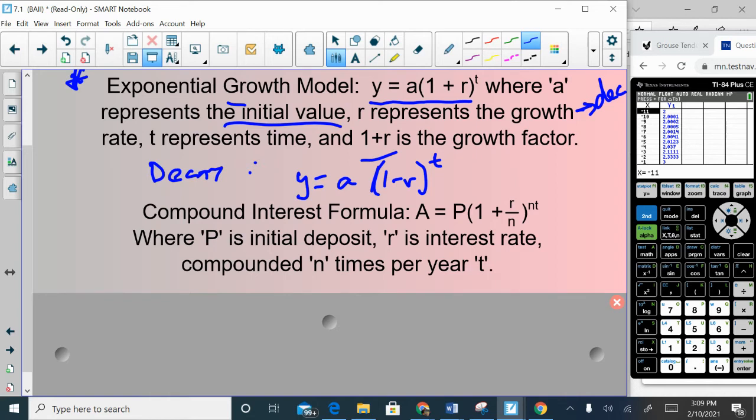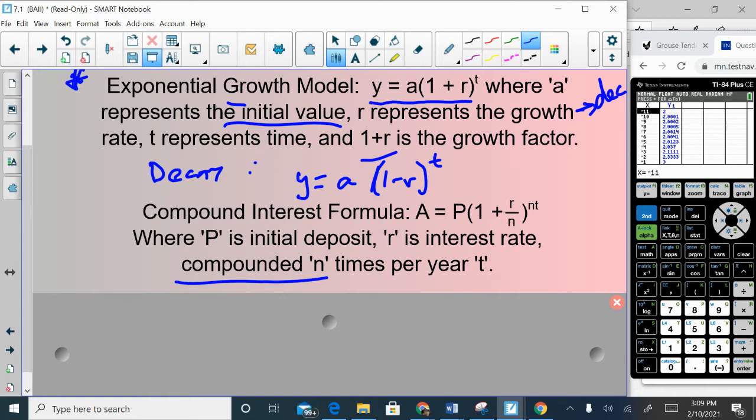This is going to be specifically talking about investments, and it's going to specifically use the term compounded. Now, P is going to be your initial deposit here. We're talking about investments. R is going to be the rate, and N is going to be the number of times in a year that your investment is compounded.